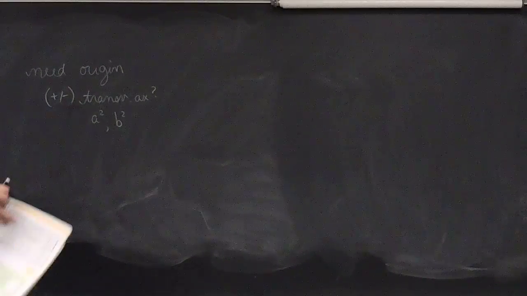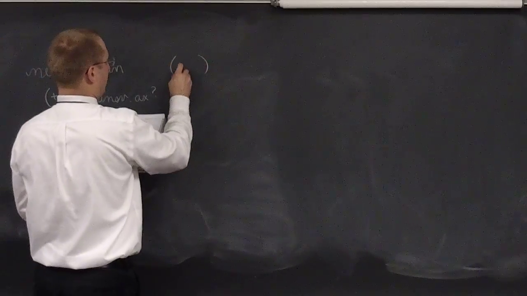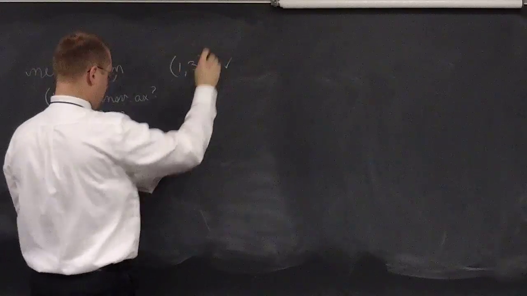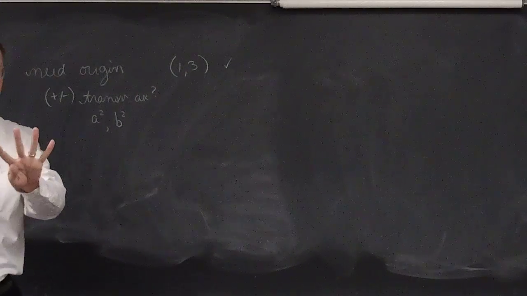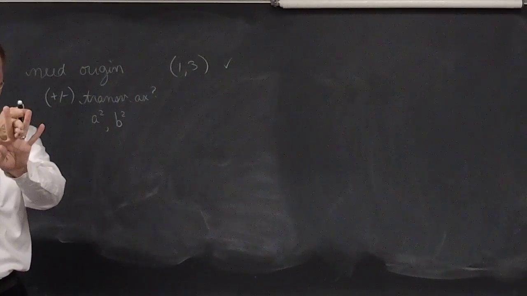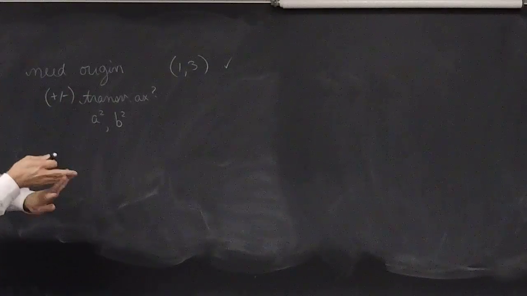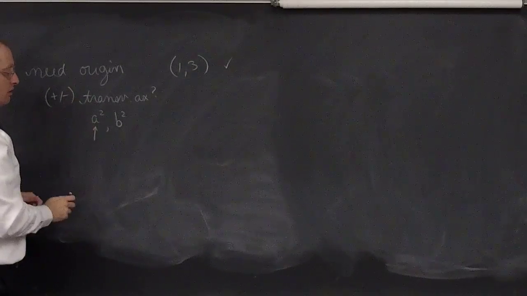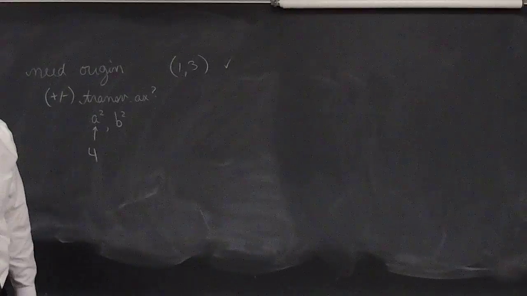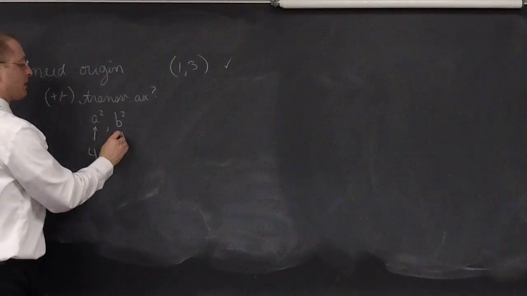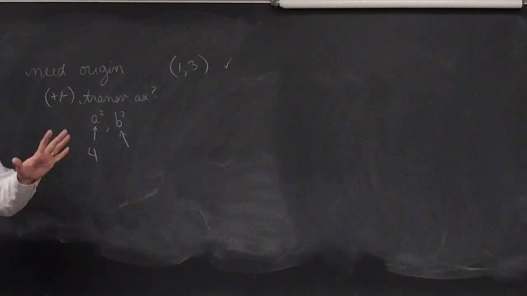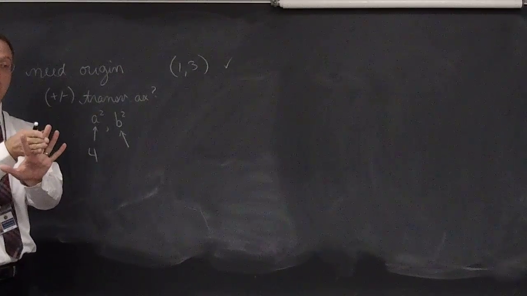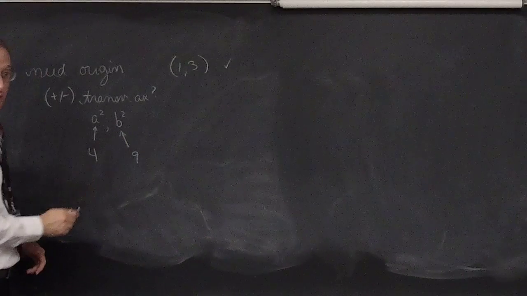Well, on letter A, they tell me the origin, so that's already a go, right? It's translated to 1, 3. It tells me the transverse axis is 4. Well, if it's 4, that's 2 each side, correct? So that tells me a squared is 4. Tells me the conjugate axis is 6, so 3 on each side, so 9 is going to be the b squared value.